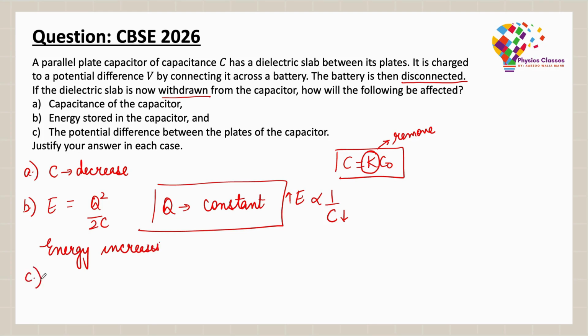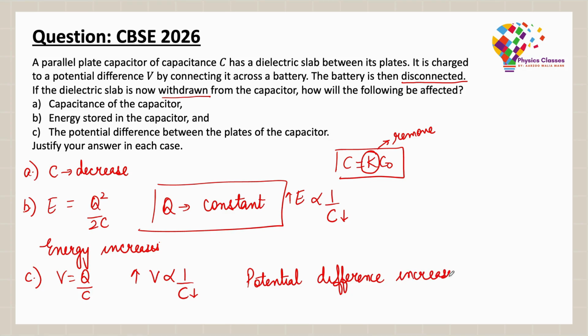Now for the C part, talking about the potential difference between the plates, we have V is equal to Q by C. I already know that my charge is again constant. So you can see that V is inversely proportional to C. Since my C decreases, the potential has to increase, and therefore the potential difference between the plates also increases.